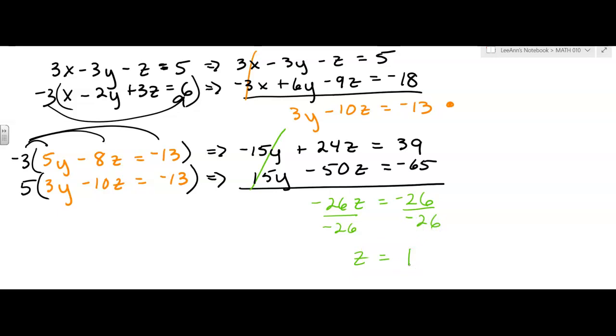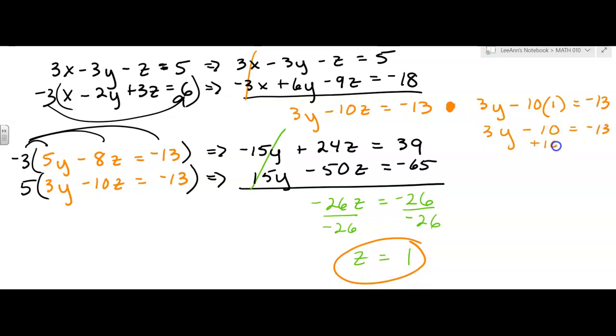Now we have to go to one of our yz equations. So which one do we want to go to? Let's go to the one I have a little dot by. So 3y minus 10, but now we know what z is, 1. So we're substituting the z value in. That gives us 3y minus 10 equals negative 13. I'm going to add the 10. So I get 3y equals negative 3, divide by 3, and I get y equals negative 1. So now I know what y is.